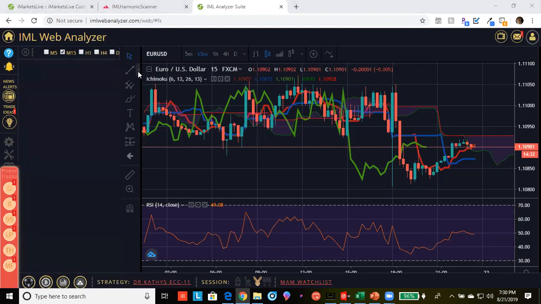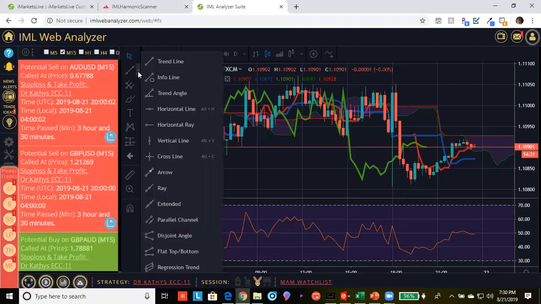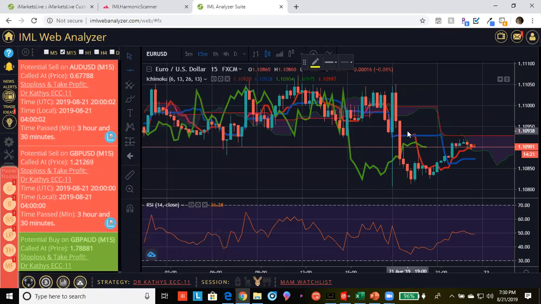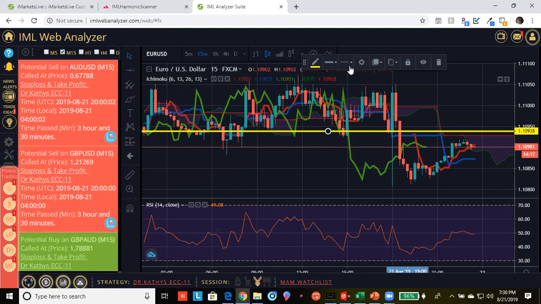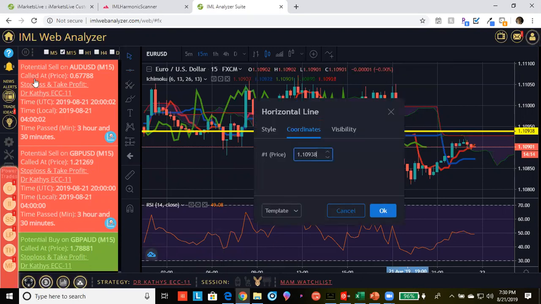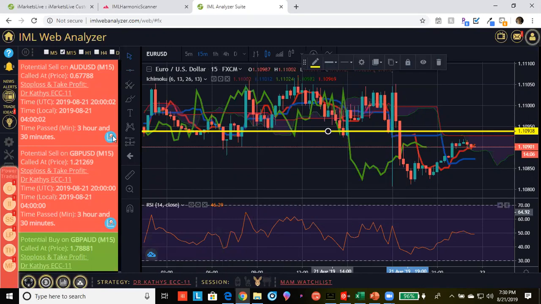Now I get to use my tools on this one. You could do this on the Harmonic Scanner as well, but on this chart, you definitely want to know where the call was actually made. So I'm just going to place my horizontal line down, and in settings, I'm going to put what the web analyzer gives me. It says the call at price was this number right here. But hold on, let me make sure I'm on the right one. Here we go.